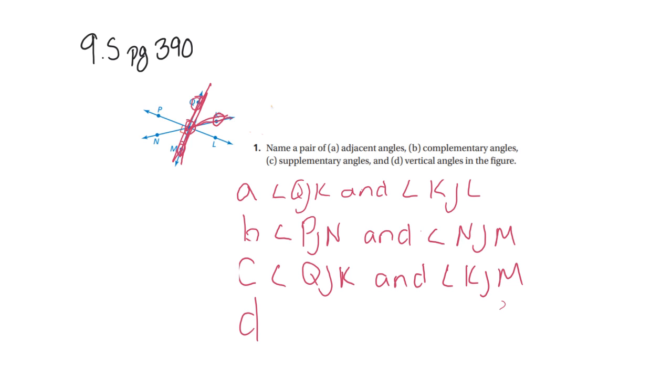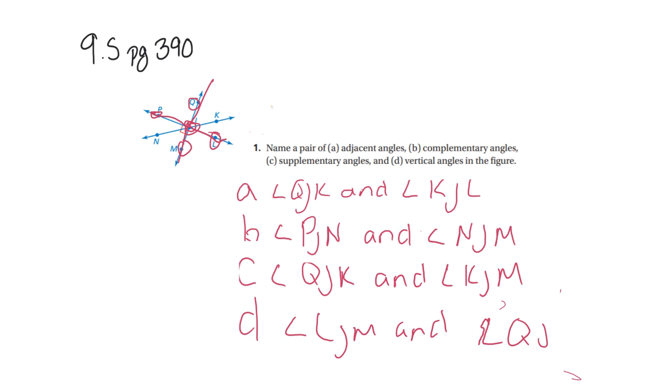And the last one, D, erase this out of the way again. D is asking about vertical angles. And remember, those are just angles that are opposite that have the same measurement. So I'm going to go with LJM and QJP. So that's these two angles right here, and they have the same measurement. So angle LJM and angle QJP. There you go. That is an example of some answers you could have gotten for that one.